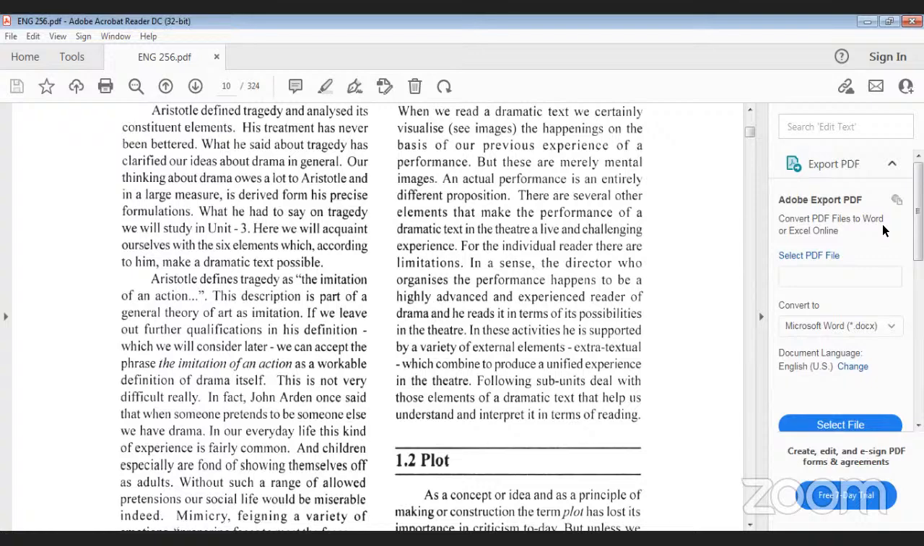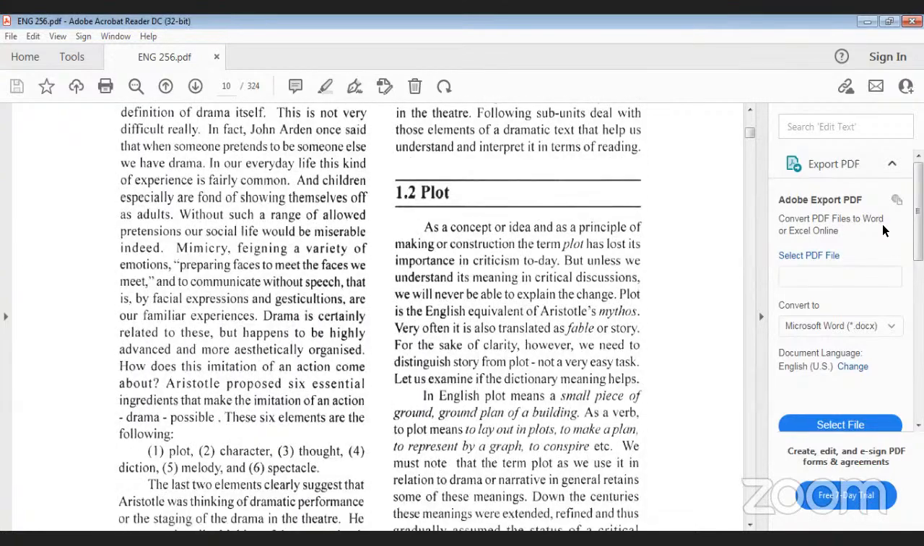So this is how we are going to do Aristotle's, what he has imagined during his lessons. So now, in plot, what is a plot? As a concept or idea, and as a principle of construction, the term plot has lost its importance in criticism today. But unless we understand its meaning in critical discussion, we will never be able to explain the change.